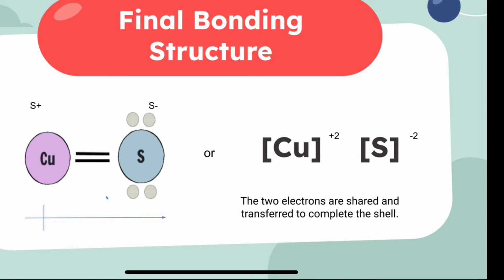Final bonding structure. The two electrons are shared and transferred to complete the shell. So sulfur takes two of copper's electrons and it completes the shell.